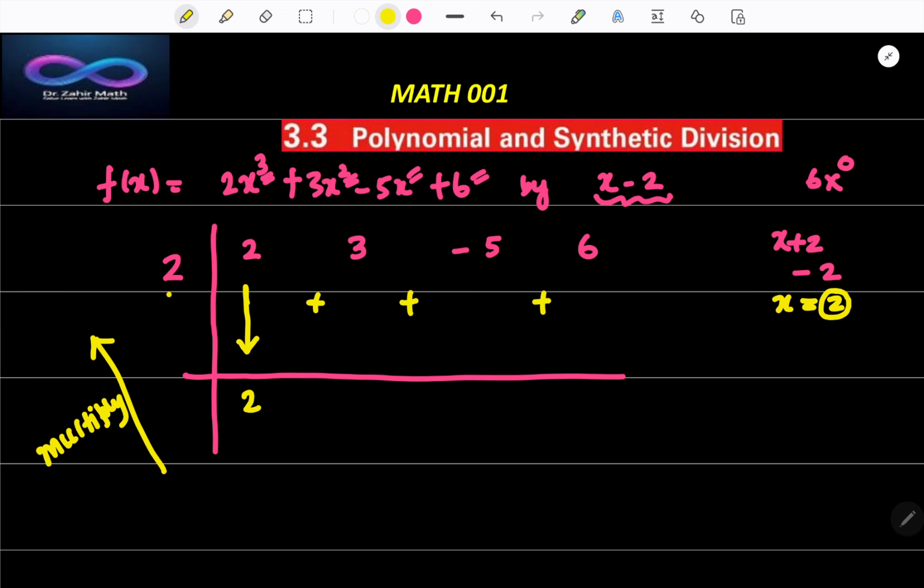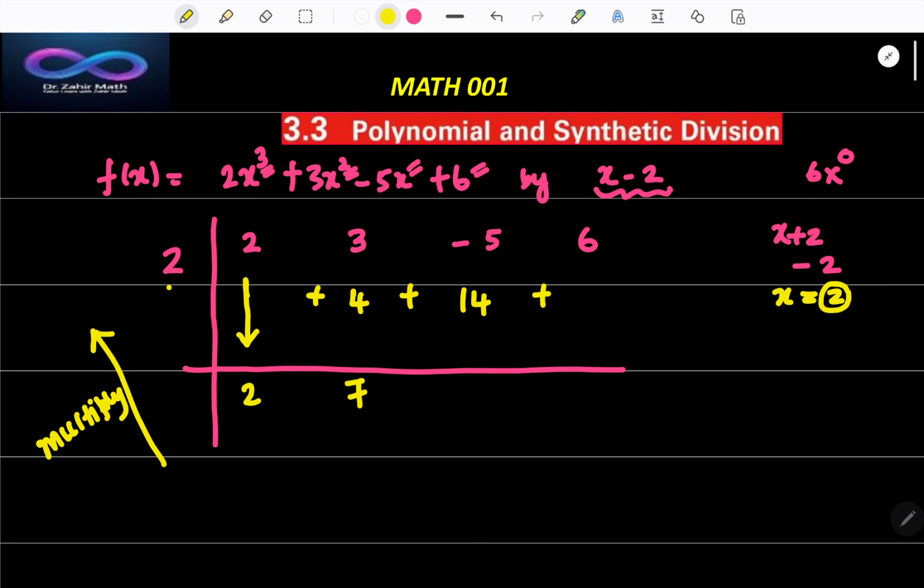So 2 times 2 is 4. 4 plus 3 is what? 7. 7 times 2 is what? 14. So 14 minus 5, which is 9. Okay, right. 9 times 2, you will get what? 18. So 18 plus 6 is what? 24. Okay, right. So in this way, we are going to divide step by step.